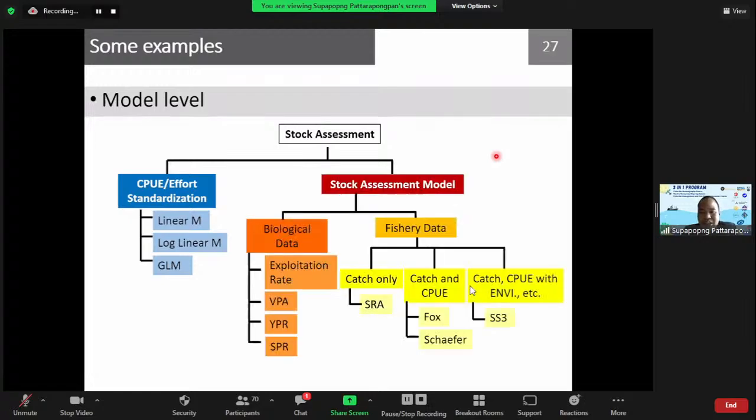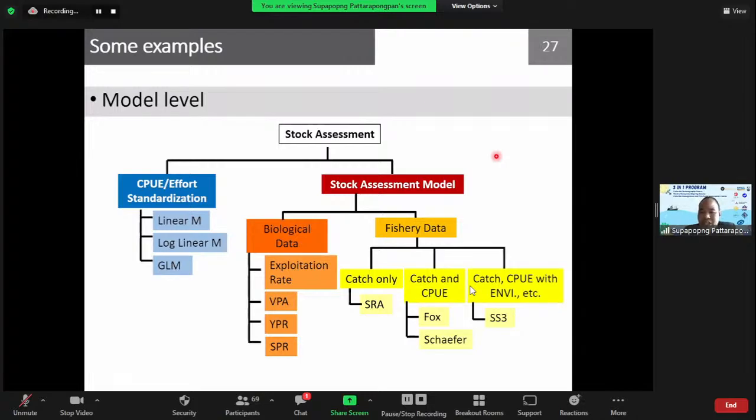And the next is the stock assessment model, which has two major components. First is the biological data, like the exploitation rate. This is apart from the population dynamics part: virtual population analysis, yield per recruit analysis, spawning per recruit analysis, and so on. And the next is the fishery data. If you have catch-only data, that's fine. We can do the stock reduction analysis to define the stock status, and this kind of model is now applied in the online platform of FAO for you to roughly estimate your fish stock status.